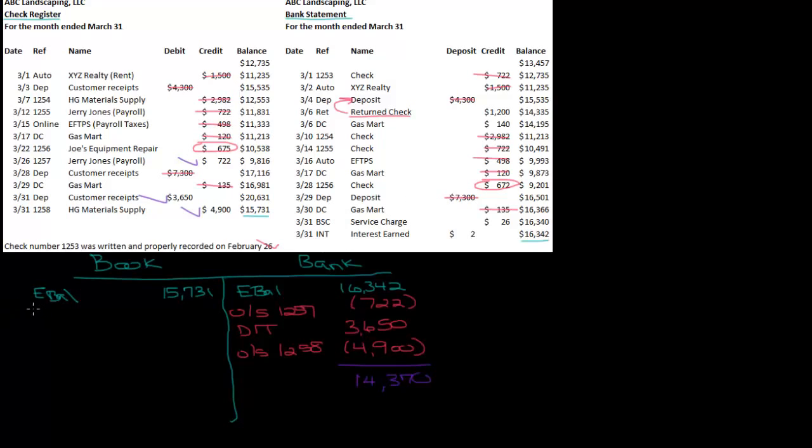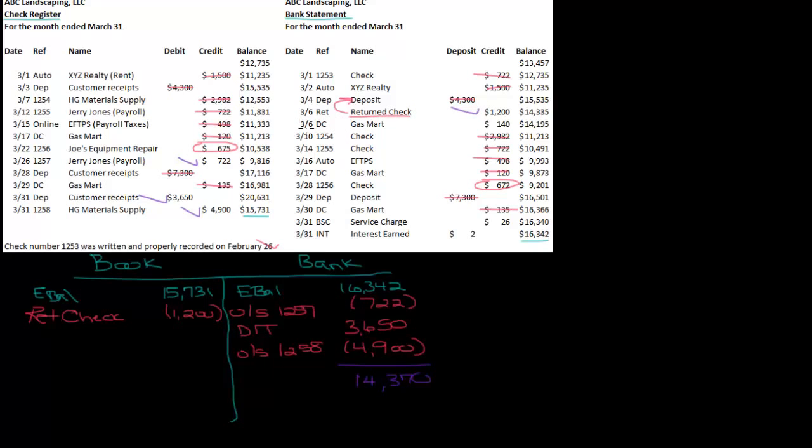So I'm going to say returned check. Okay, and that was $1,200. So I need to subtract that from my balance. Okay, because the bank subtracted the $1,200 from my account, I need to subtract the $1,200 from my account. Okay, so now that's taken care of. So we can check that off.